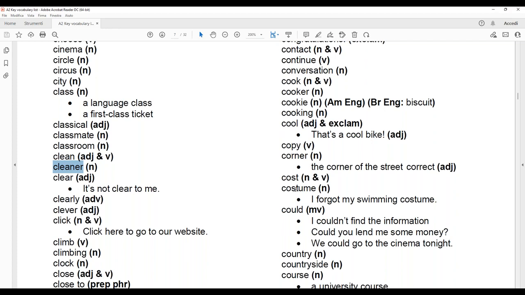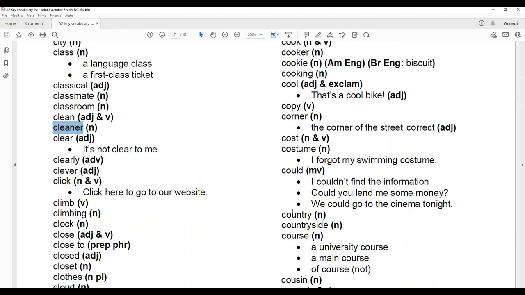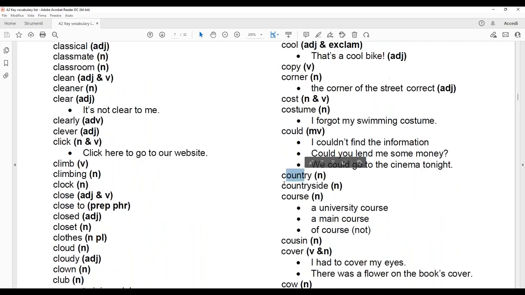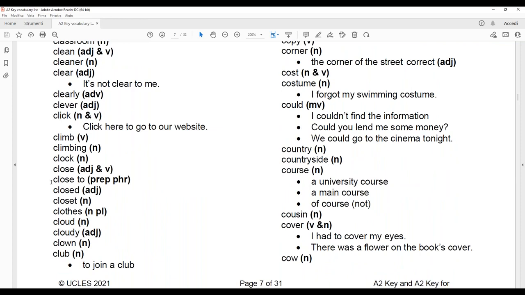Corner, angolo. Costume, costume. Country, una nazione, un paese. Countryside, la campagna. Close, chiudere. Close to, prepositions. Close to, vicino a. Closed, chiuso. Closed, un aggettivo. Closet, l'armadio. Clothes, vestiti. Cloud, nuvola.